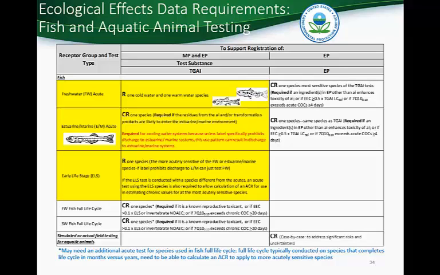species tested. If the early life stage test is conducted with a species different from the acutes, an acute test using the early life stage species is also required to allow calculation of an acute to chronic ratio for use in estimating a chronic value for the most acutely sensitive fish species.